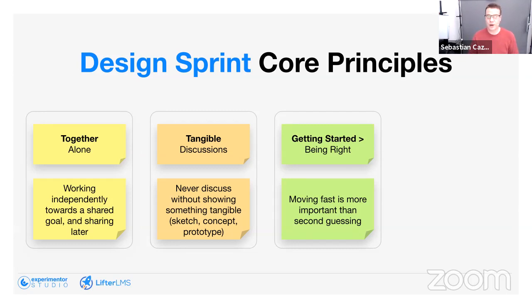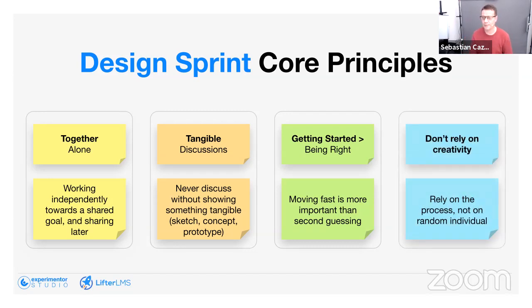Basically, that means we are not looking for perfection. We don't want to build a perfect course in the first run. Moving fast is way more important than having a second and a third guess and spending weeks and months just making it perfect. Design sprint is not about perfection. Design sprint, that's why it's called a sprint. It's about moving fast towards your goals.